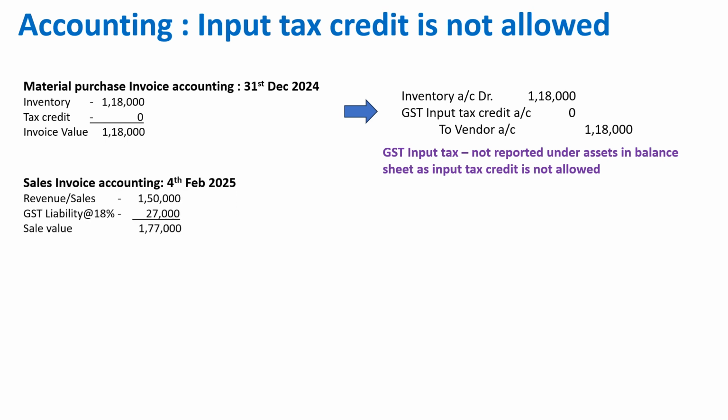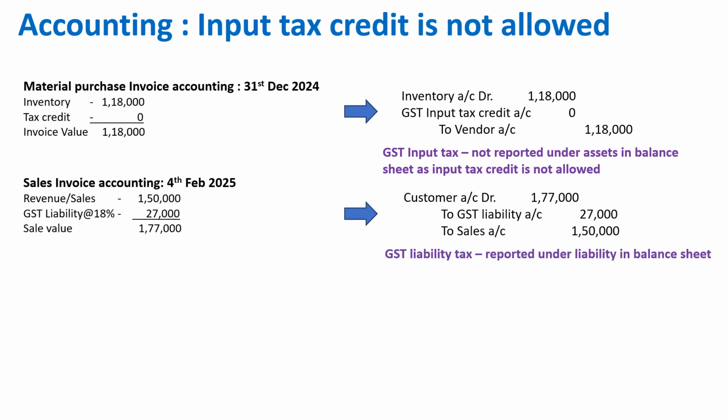Coming to the second entry at the time of sales, it remains the same as what we have seen in scenario 1. The entry is customer account debited 1,77,000, to GST liability 27,000, to sales 1,50,000. And what is happening here? GST liability tax is reported under liability in the balance sheet.